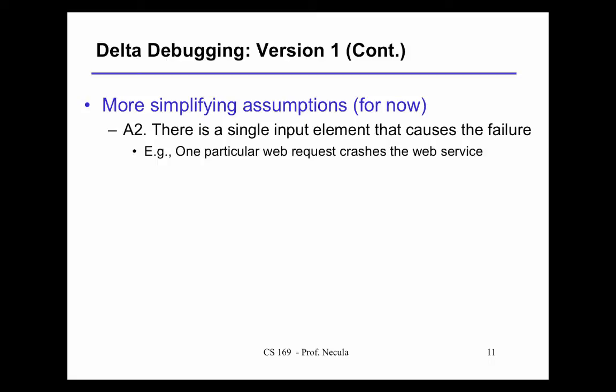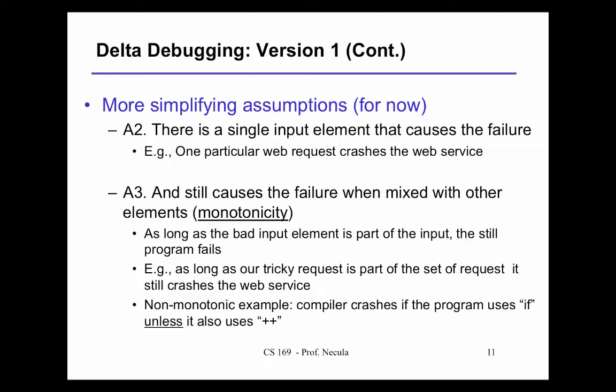And I need to add two more simplifying assumptions, one of which we will simplify in the second half of the lecture. But for now, I want to show you the simpler algorithm. So I'm going to say that for now, we're interested in inputs that have the property that one single element of that input is responsible for the crash. Okay? So the minimal set is of size 1. And then I'm going to have this assumption of monotonicity. This is one that we cannot eliminate yet. So let's explain what it is.